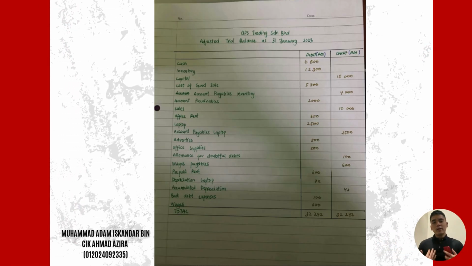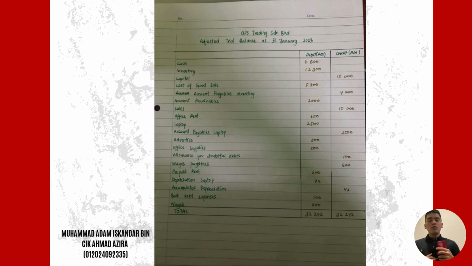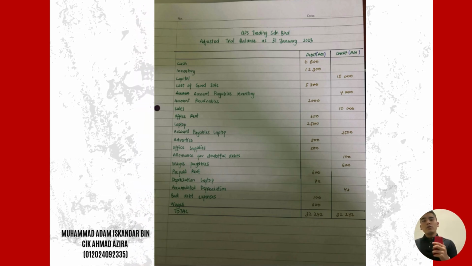Assalamualaikum and hi sir, my name is Muhammad Nabi Iskandar, and my matrix ID is 012024092335. So today I'll be talking about the trial balance, the adjusted trial balance. Here is what it looks like. As we know, trial balance has two columns, which is debit and credit, which is debit on the left and credit on the right side. So the goal for trial balance is to get the final amount at the bottom equal.